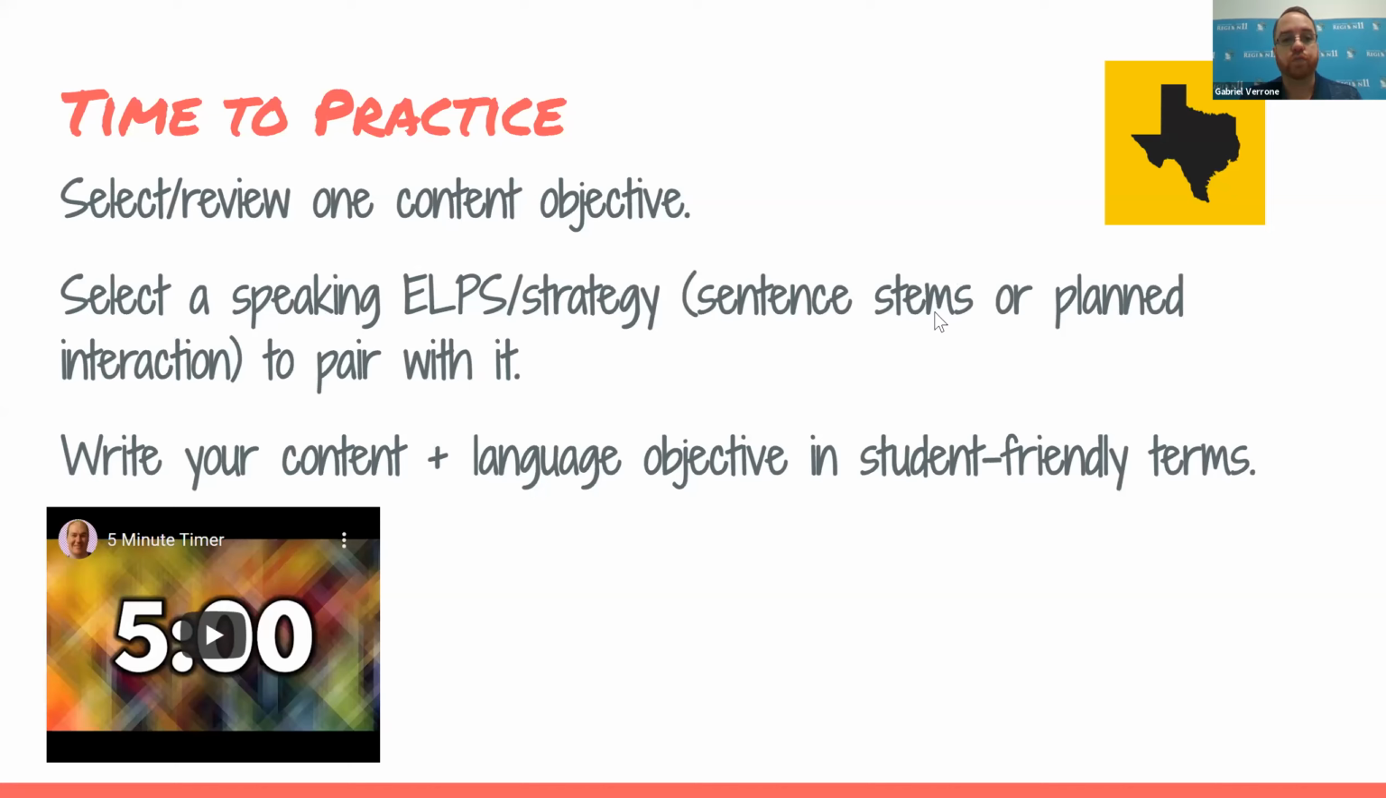What I want you to do is select a speaking ELPS or a strategy, right? Sentence stems or planned interaction, you can use one of those to pair with it. And I want you to write a content objective and a language objective for whatever it is that you would teach. So what are you teaching and how are you going to have students speak about it? Okay. And again, you can use sentence stems or you can use a planned interaction.